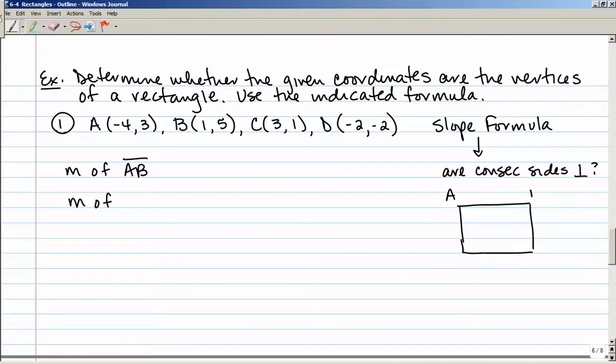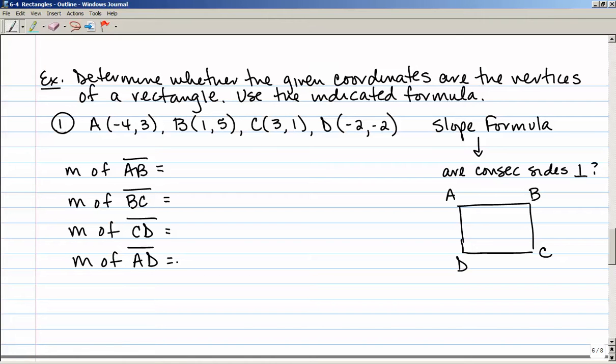So A, B, C, and D. So the slope of AB, the slope of BC, the slope of CD, and the slope of AD. Okay, now this is where it would be really helpful again to have the program for the slope formula in your calculator, because you can just start punching in the numbers. And when I do that, I find that the slope of AB is 2/5. Leave it as a fraction. Don't do the decimal. It's easier to see opposite reciprocals.